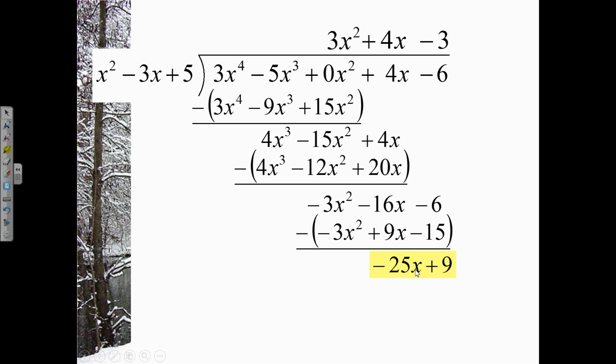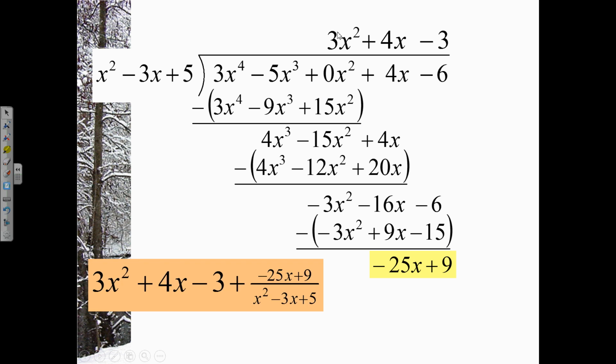This is my remainder. There aren't any other terms. I can't keep going. And the degree of this is smaller than this one, so you can't multiply by anything else. I forgot to mention at the very beginning, I did choose to add a 0x squared as a placeholder, and it helped me line up everything correctly. So when you write your answer, this is your quotient plus the remainder divided by the divisor.